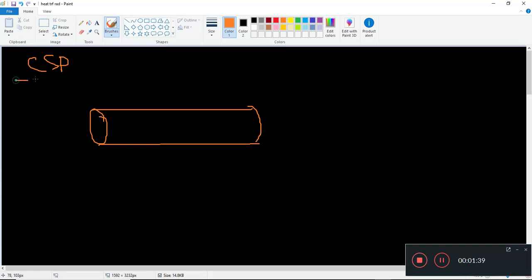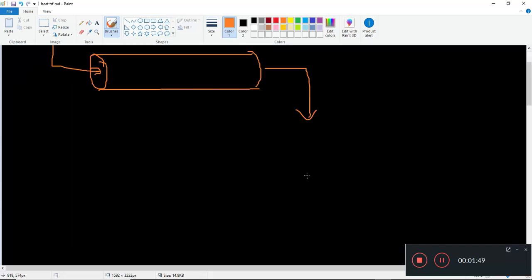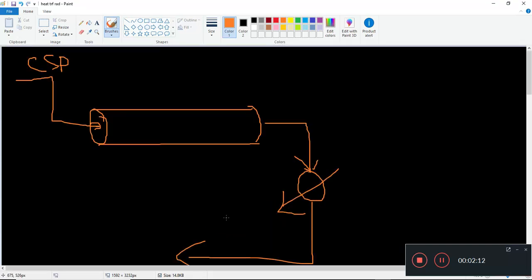There is a molten salt being heated by solar power, and now it flows through a pipe and then goes to a heat exchanger. So how does one draw a heat exchanger? I'll just do something like that, and okay, I think I remember now. Yes, this one. Heater or cooler. I think this symbol will do for a heater or cooler.